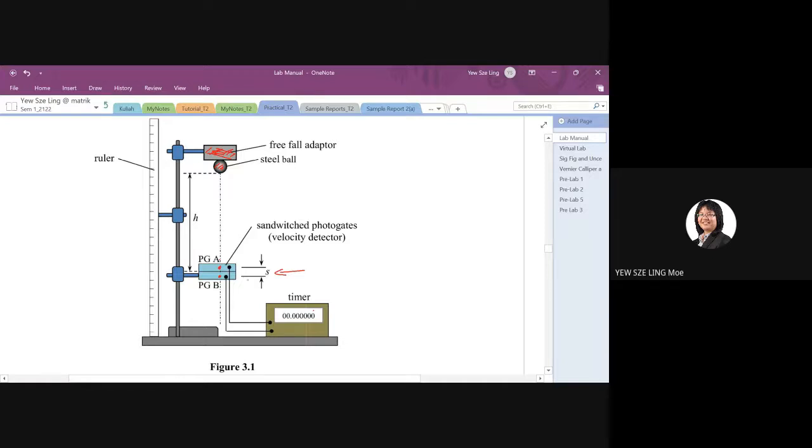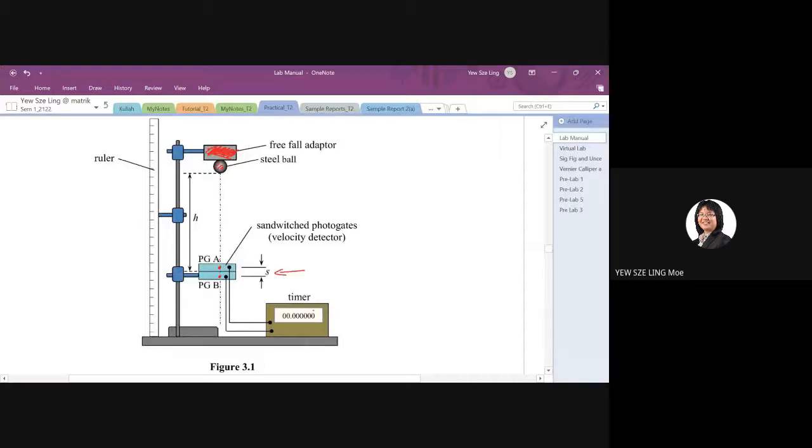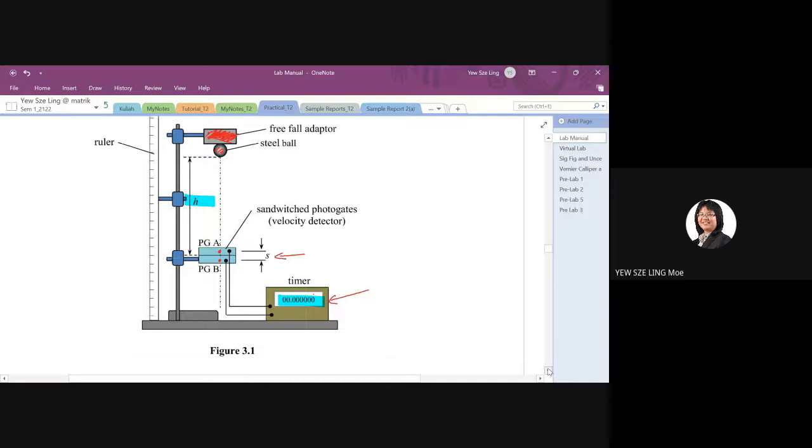So you measure the time taken for the ball to pass through PGA and PGB. You don't have to stop the timer manually, it's automatic, it uses a sensor. So the free fall adapter is this piece of magnet that attracts the ball. You release the ball, it passes through PGA, timer starts, then it goes through PGB, timer stops, then you record the time. Basically, that's it. So you manipulate the H, and the responding variable is the time. The thing that you record is the time. All right, so that is the experiment.